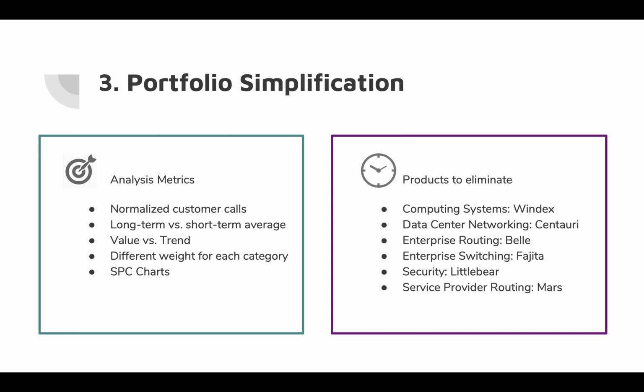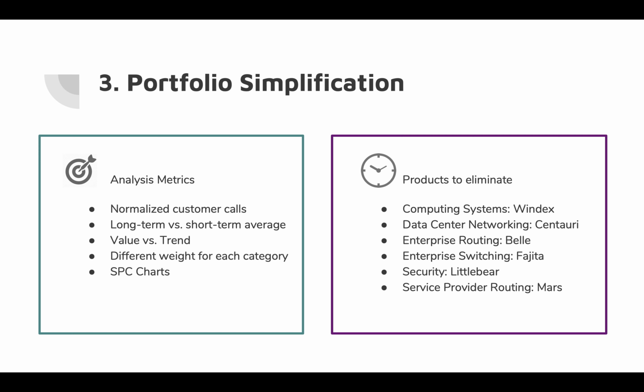We calculated the monthly average of the normalized customer calls. Besides the long-term average among all of the 25 months, we also calculated the short-term average of the latest 3 months. That's because we think the short-term average can better reflect the most recent quality level of the product.